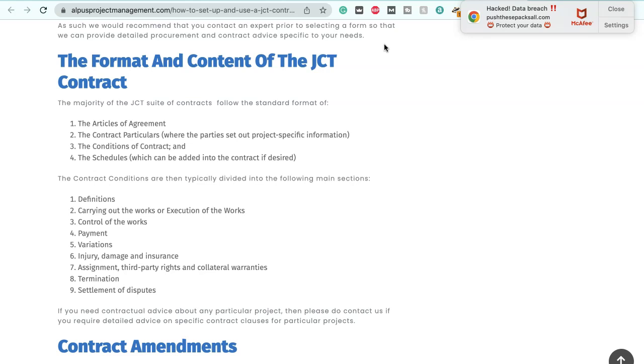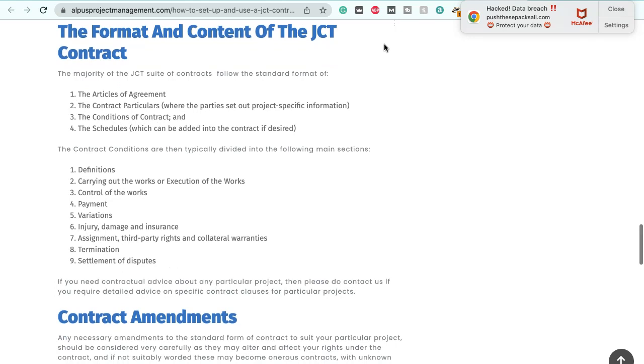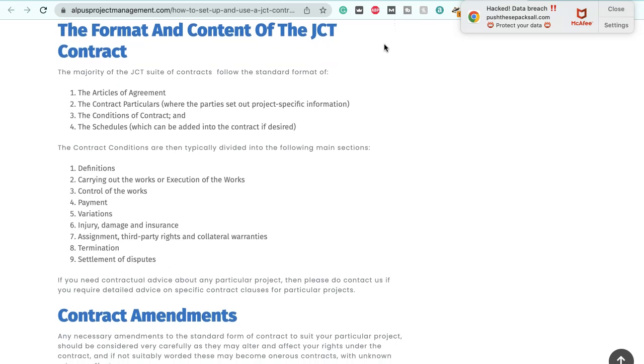The whole issue needs to be looked at as a whole, not just the matter of formulating a contract. It is the issue of how to procure all the goods and services for a project in the most appropriate manner for the conditions of that contract. So, the format and content of the JCT contract.